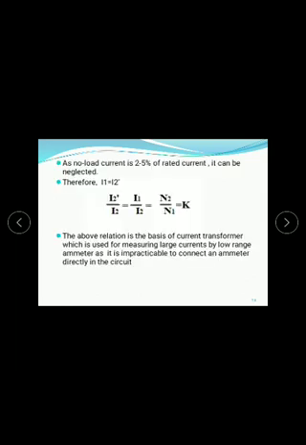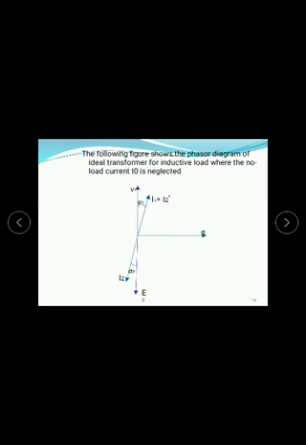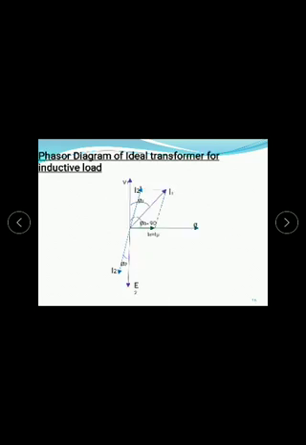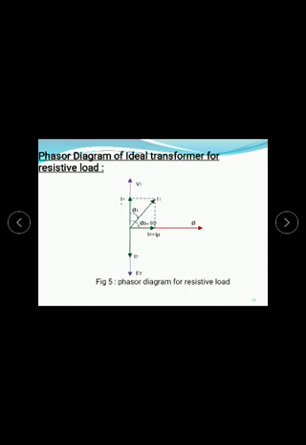So once again, we see here for resistive load, E2 and I2 are both in phase at the load side. So when projecting I2, it gives I2 dash. The combination of I2 dash and I0 gives I1. So this is for the resistive load.